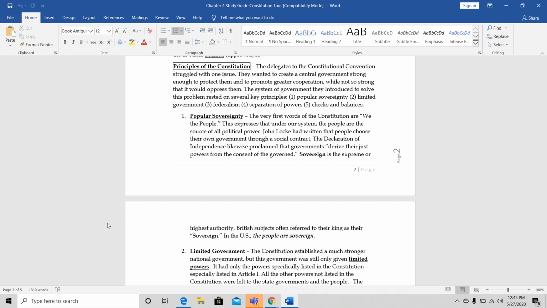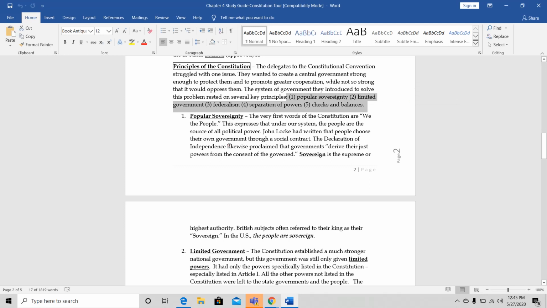So they didn't want the states to be too powerful either. They created these principles of the Constitution to make sure the central government was powerful, but also that there were certain checks put on it from becoming too powerful. A couple of those that you're going to see are popular sovereignty, limited government, federalism, separation of powers, and checks and balances.